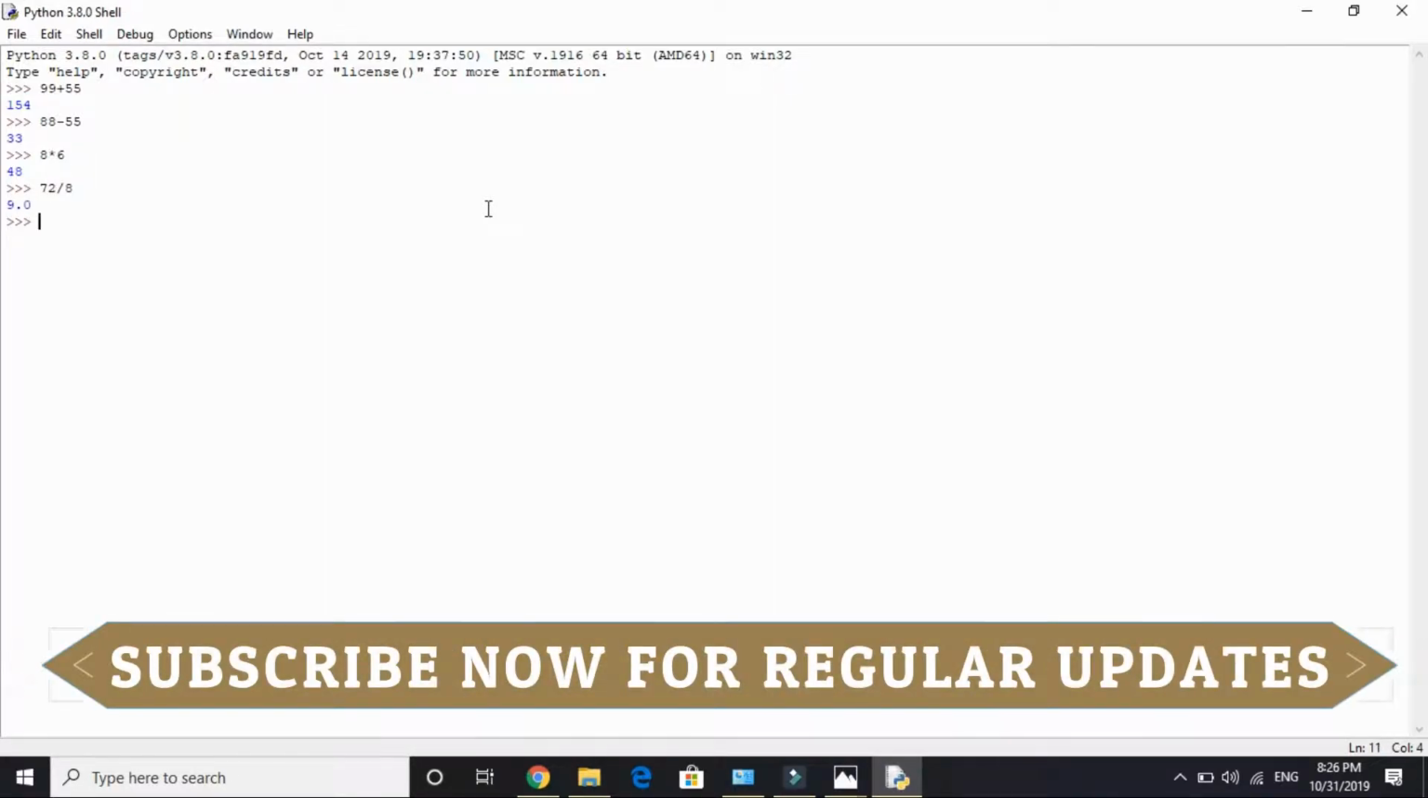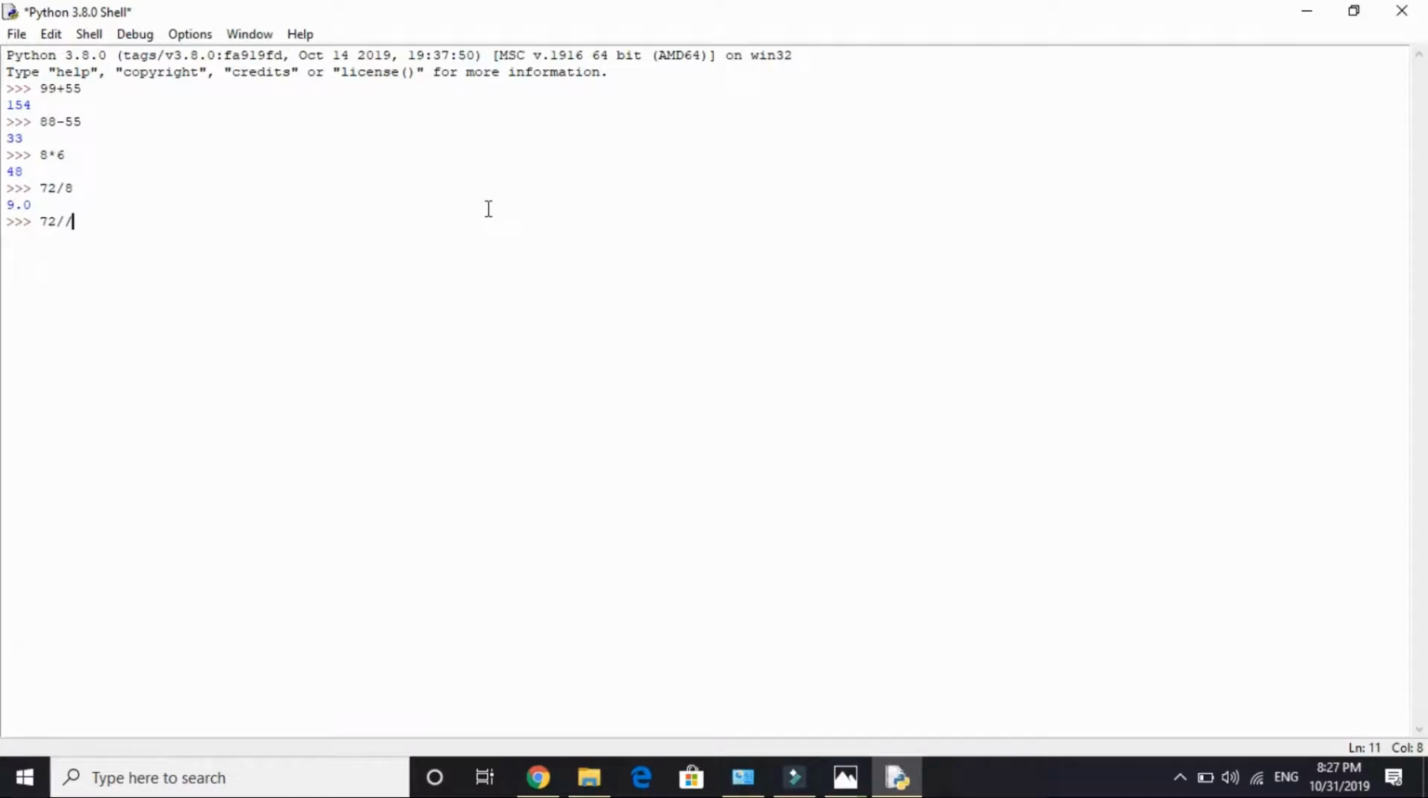72 divided by 8 is 9.0. And 72 divided by 8 with the double slash is 9. So if you want a decimal value like this, apply the slash only one time and you will get a decimal value like 9.0. But if you don't want this decimal value, you only want this number, then you have to apply slash two times and your answer will be in integer value.